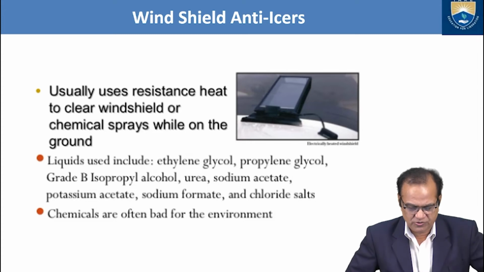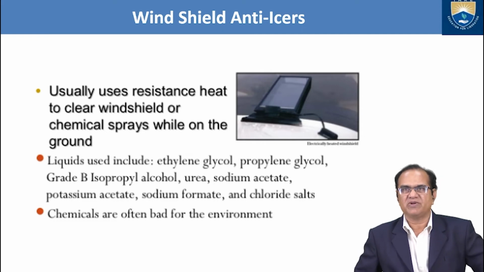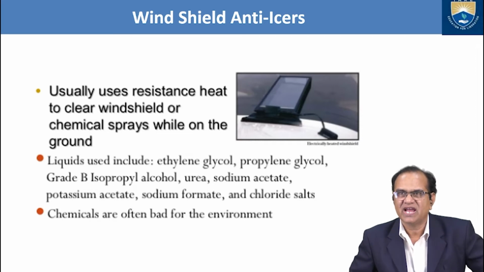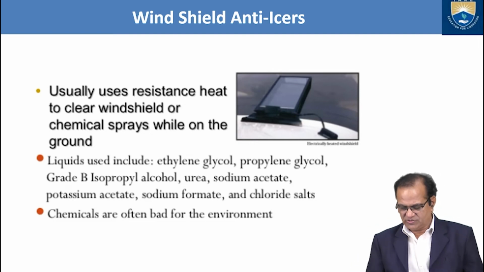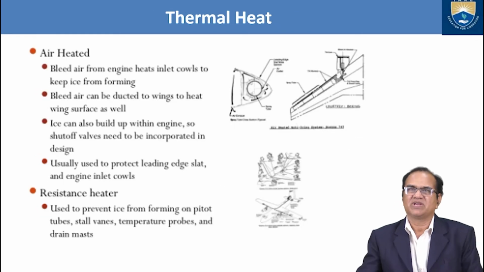Next, windshield anti-icer usually uses resistance heat to clear the windshield, or chemical spray while on the ground. Liquids used include ethyl glycol, propyl glycol, grade B isopropylene alcohol, urea, sodium acetate, potassium acetate, sodium formate, and the chloride salts. Chemicals are often bad for the environment, so we should try to avoid the use of chemicals.